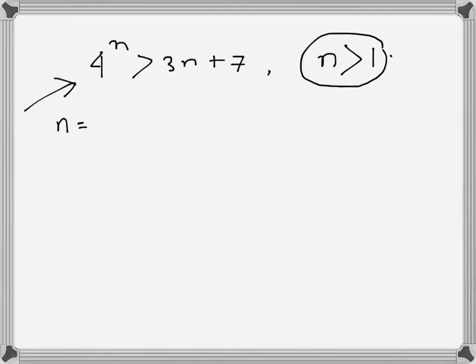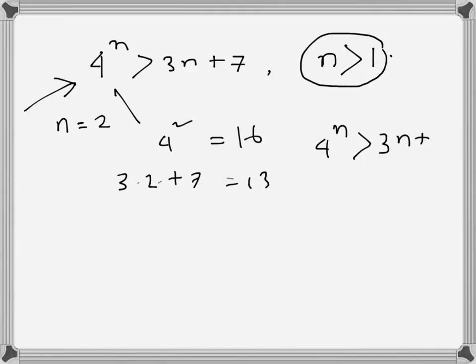So when n is equal to 2, this one is 4 squared and the other one is 3 times 2 plus 7, so this is 16 and this is 13. So basically 4 to the power n is greater than 3n plus 7, and 4 to the power n becomes that, and 3n plus 7 becomes that.